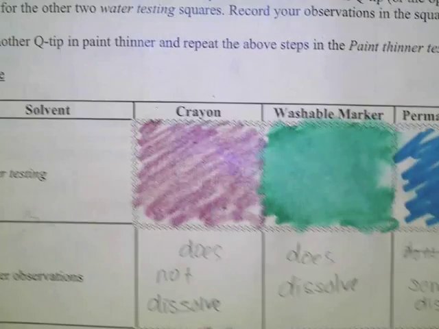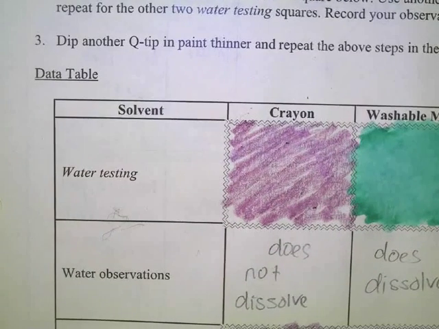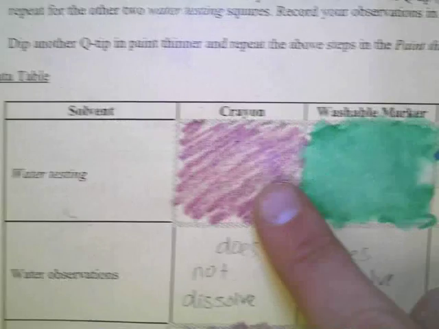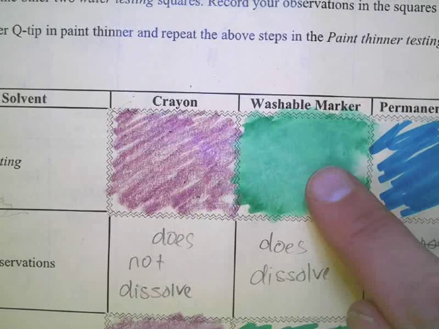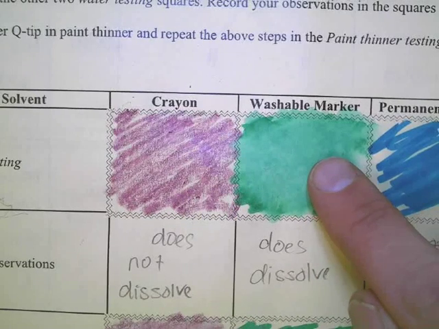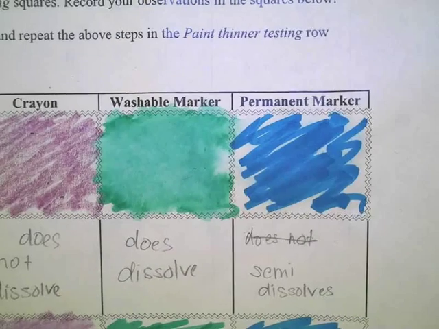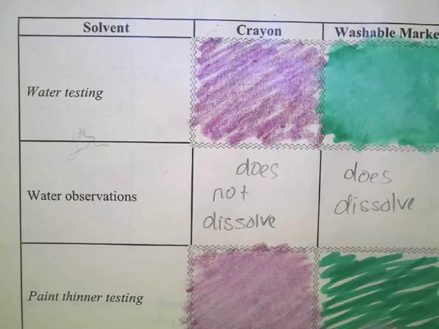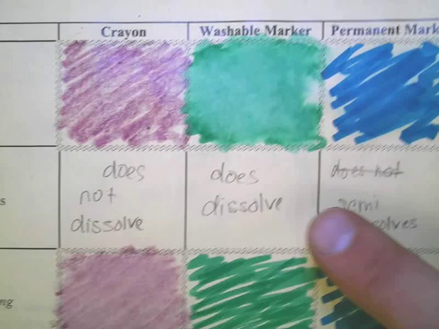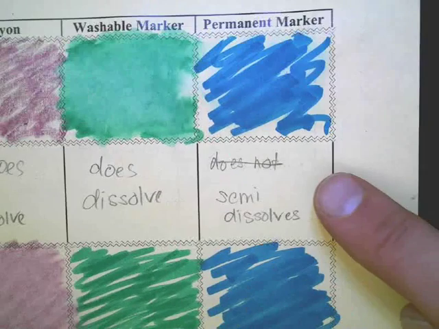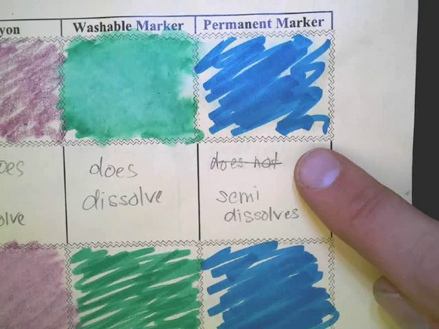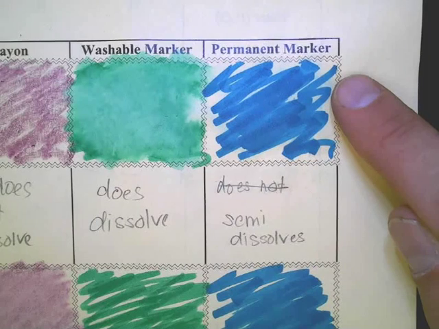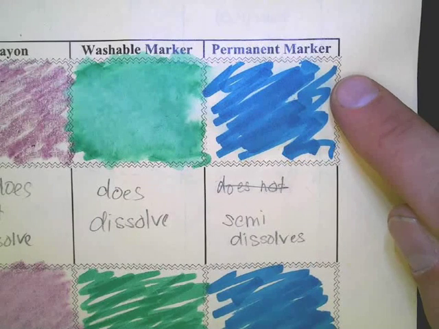So we're going into the chart, and for their water test, we noticed that the crayon did not dissolve at all, but they really had a clear dissolving of the washable marker with water. Permanent marker isn't showing much, probably because it's been sitting around for a while right now. They noted that it does not dissolve, they noted that it does dissolve, and they noticed that it semi-dissolves. They probably saw a little bit. Actually, if you look up here in the corner, you can see somewhat some remnants of dissolving.